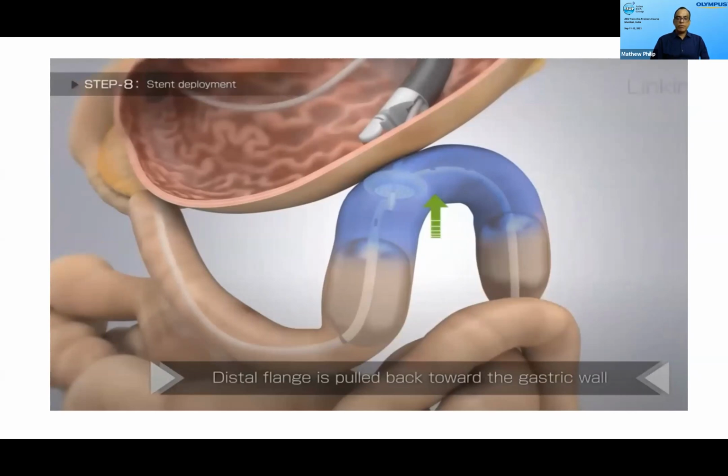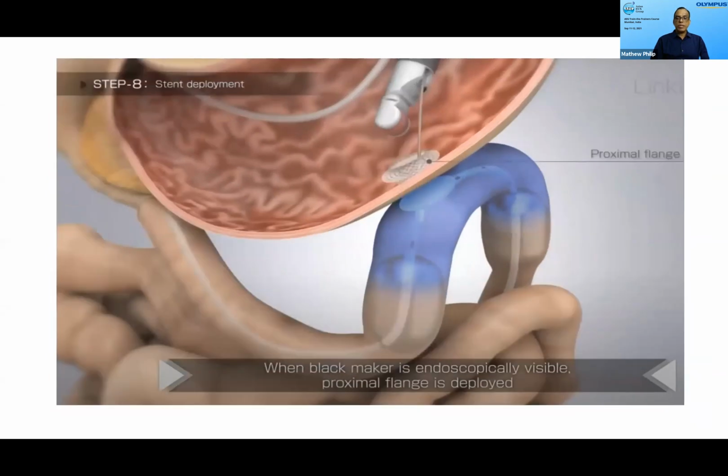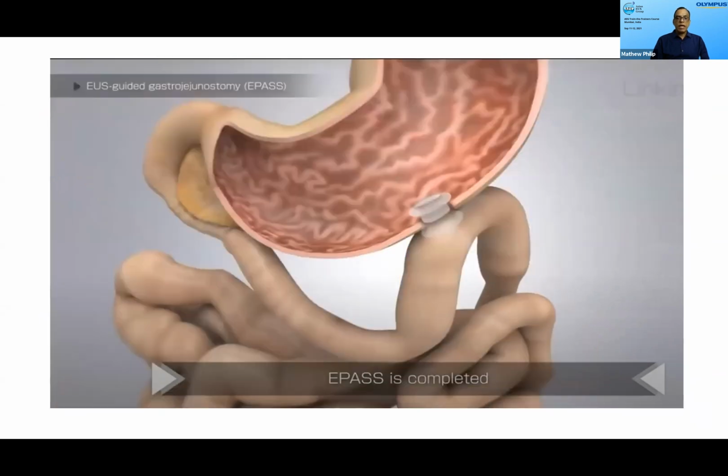the distal flange is pulled back towards the jejunal wall, towards the gastric wall, and then you pull the scope back a little bit so that you can see the black mark well, and then the proximal flange is deployed gradually. So this is the technique of doing a double balloon E-pass technique, and this procedure is completed.